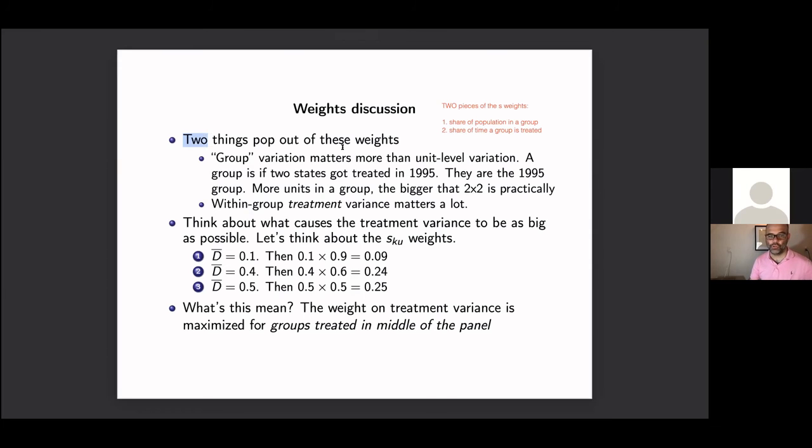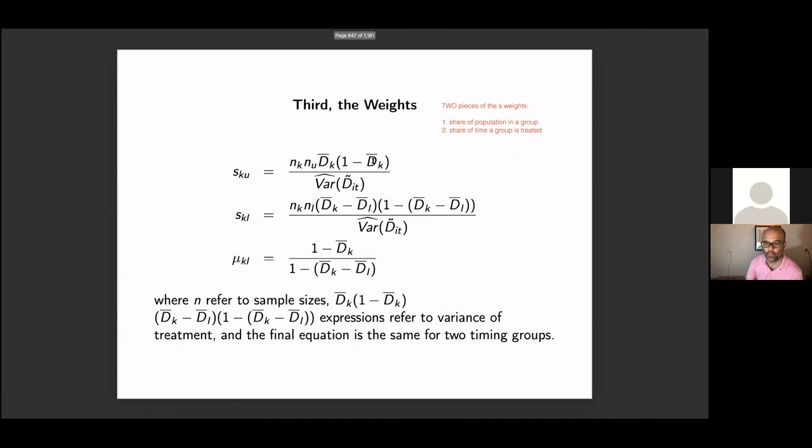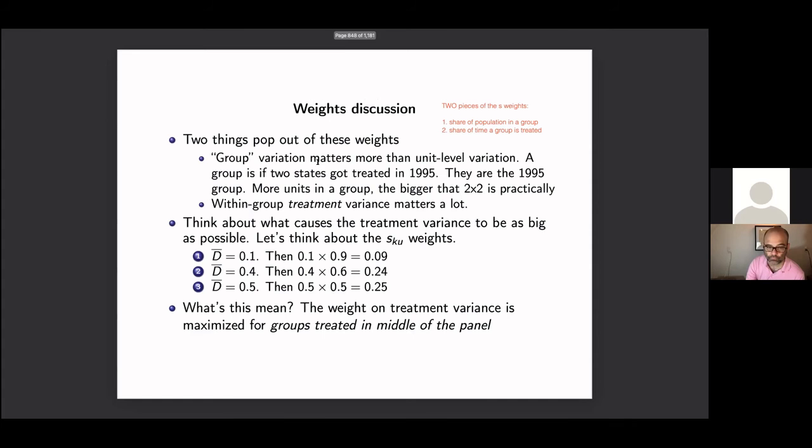Right, we see that 2 things pop out of these weights. Group variation matters a lot. That's this part right here, share of population in a group. A group is if 2 states get treated at the same time. So one of the weights that matters is the share of units that are in a group. The other thing that matters is the share of time that a group is treated. And the expression on it is this. So let's think about what causes the treatment variance to be as big as possible. Let's say that you spent 10% of the time. So I'll draw this.